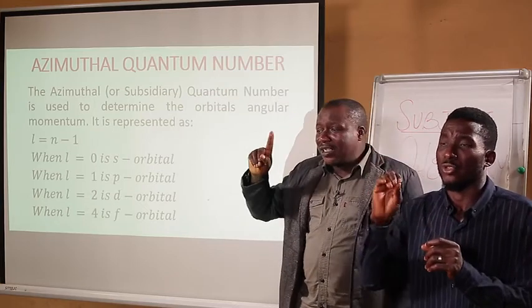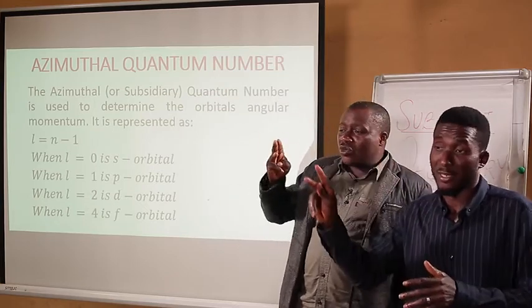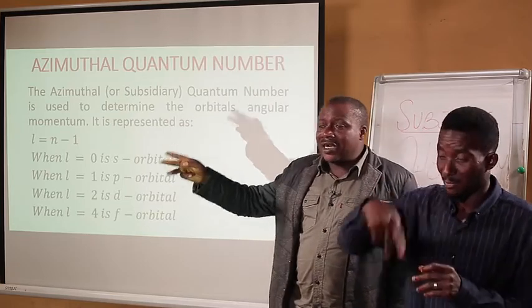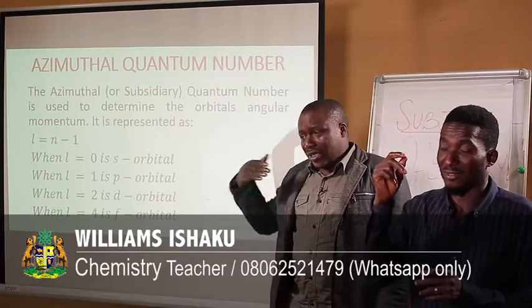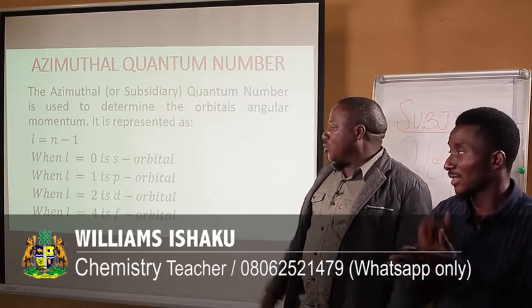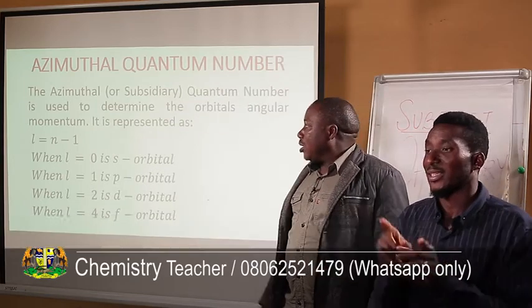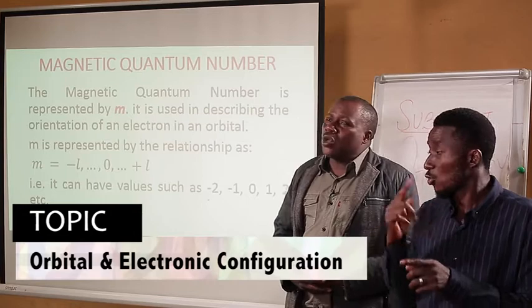If it is equal to 1, it means it is a p orbital. If it is equal to 2, it is d, and if it is 3, it is f. That is how we describe the orbital. We also have the magnetic quantum number.